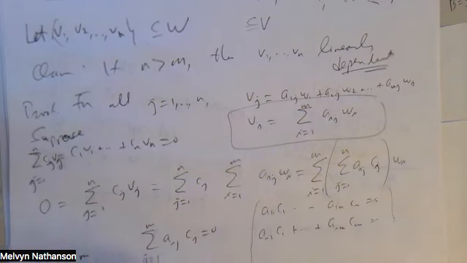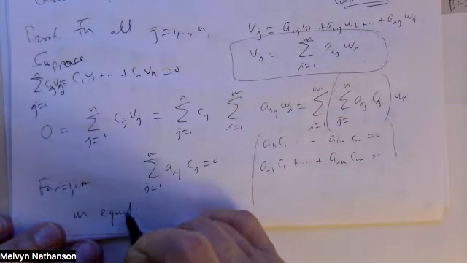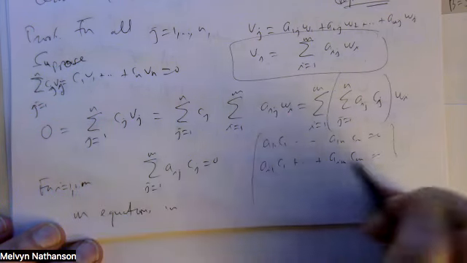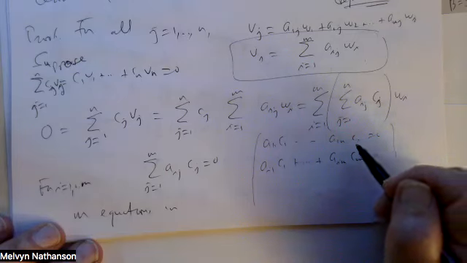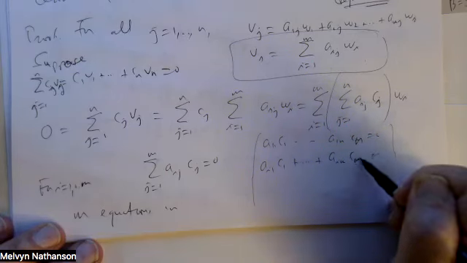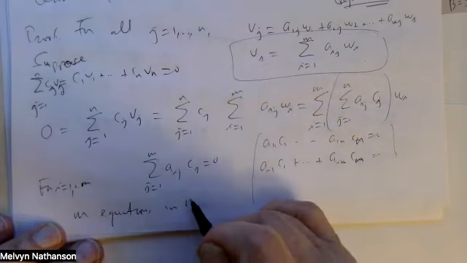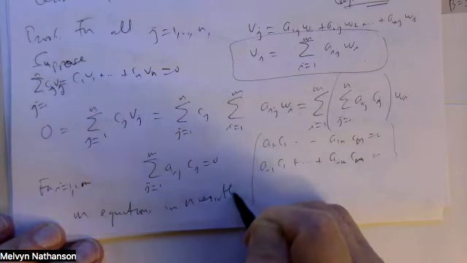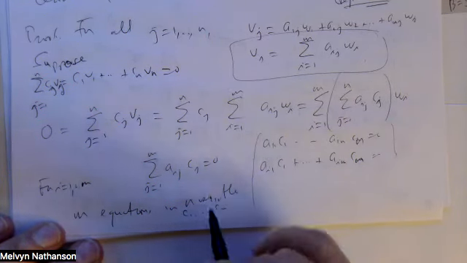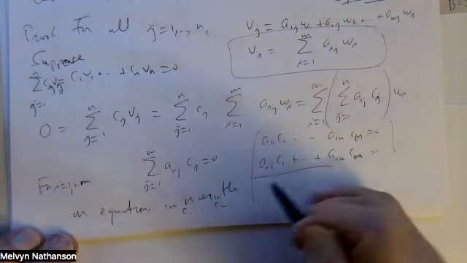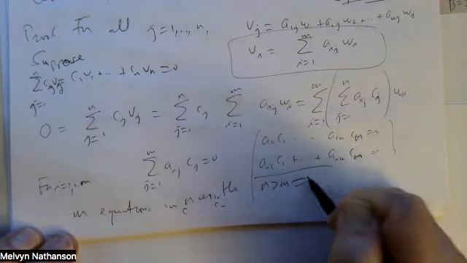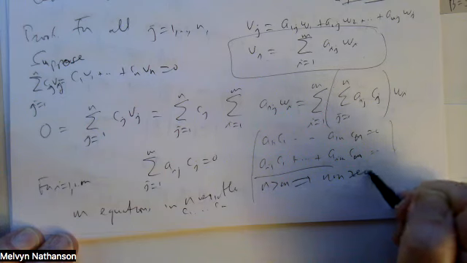What is this? This is m homogeneous equations in n variables. The variables are the C's, C1 up to Cn. And this has a non-trivial solution. n bigger than m implies a non-zero solution.